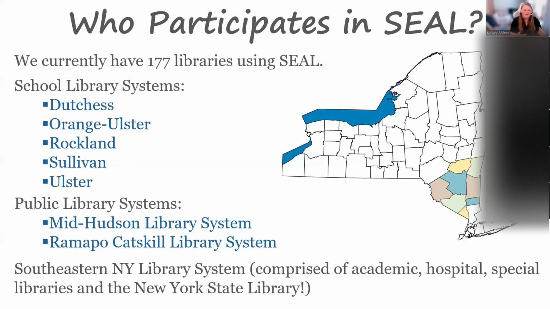Our region is specifically comprised of 8 library systems, and as you start using SEAL, you'll start to see references to these different systems. These include 5 school library systems: Dutchess, Orange Ulster, Rockland, Sullivan, and Ulster. We have our 2 public library systems, Mid-Hudson Library System and Ramapo Catskill Library System, and then we have what we refer to as the Southeastern System, which is kind of everybody else. This includes academic libraries, hospital libraries, and special libraries as members.